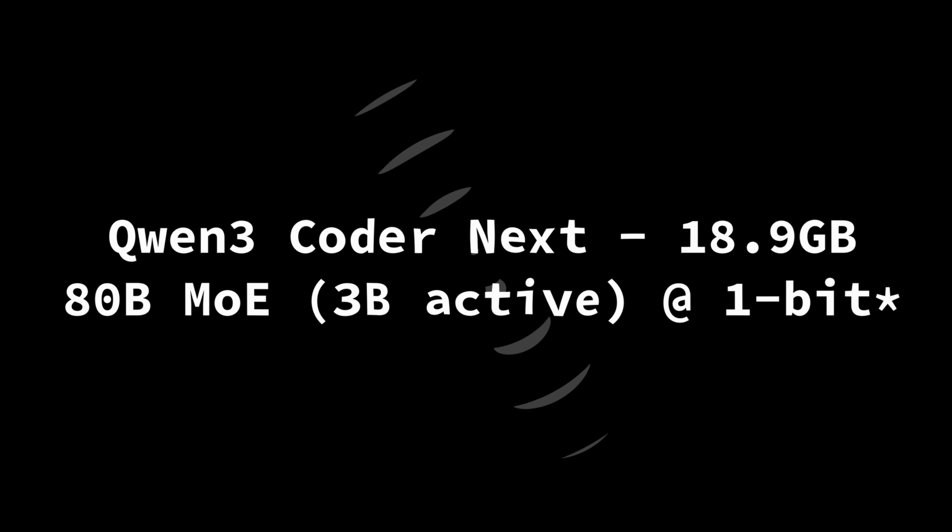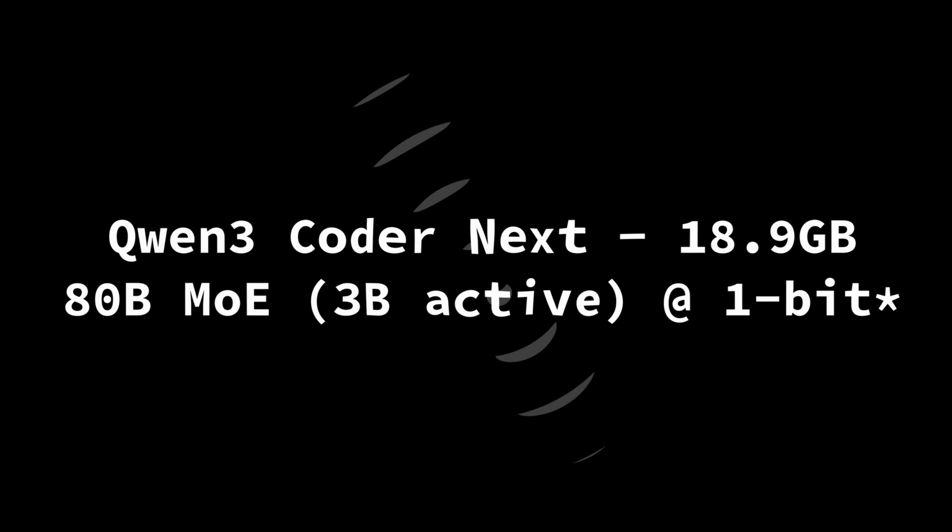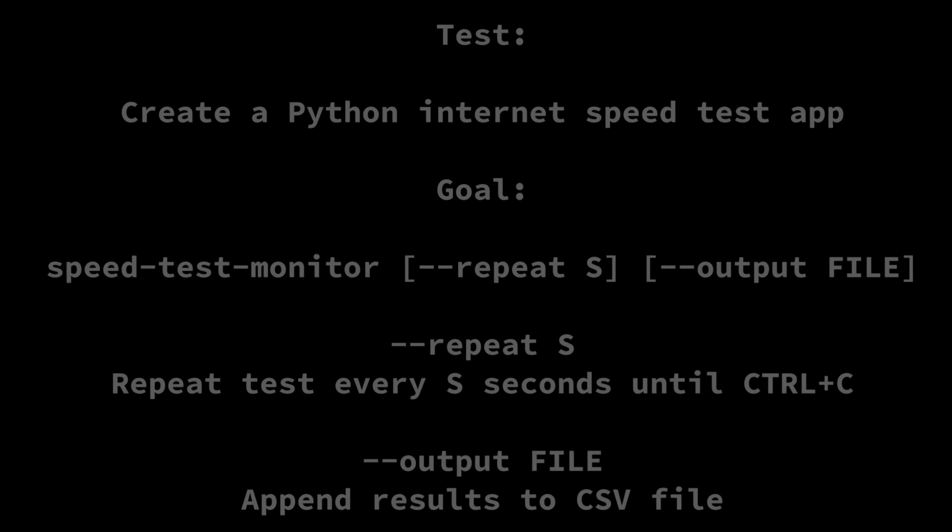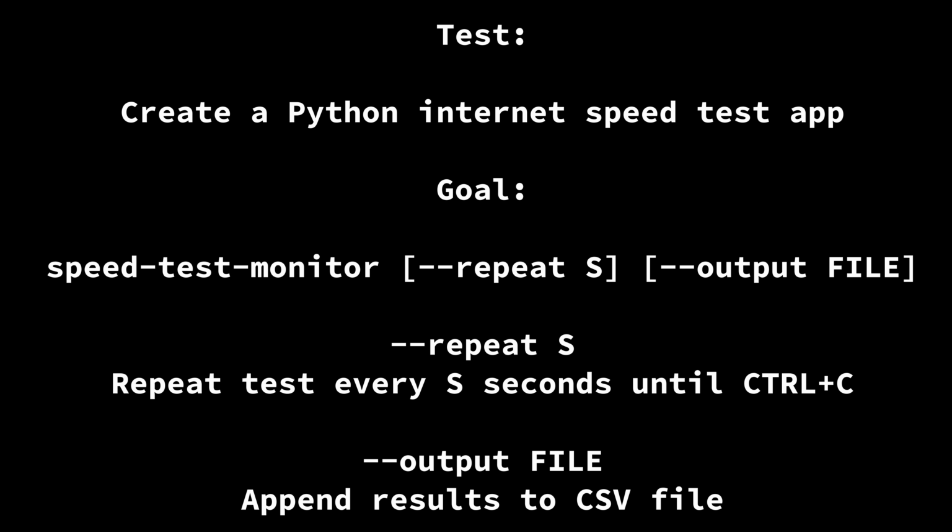I'll use it with extreme 1-bit quantization to fit into a mere 19 GB of memory. We'll see if it's even worth the try. This is the test for this local AI benchmark. Create an internet speed test application with Python which accepts 2 arguments. A repeat argument to repeat the test every given seconds indefinitely, and an output argument to append download and upload speeds to a given CSV file.